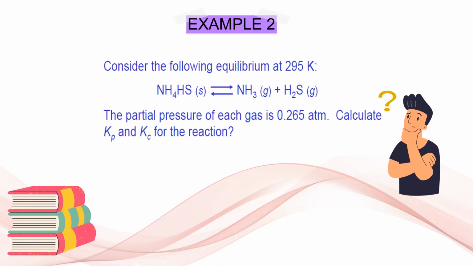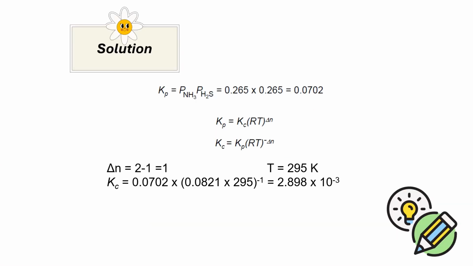Consider the following equilibrium at 295 Kelvin. The type of equilibrium is heterogeneous equilibrium because it involves two types of phase, which are solid and gas. The partial pressure of each gas is 0.265 atmosphere. Calculate the Kp and Kc for the reaction. Now let's look at the solution for this question.